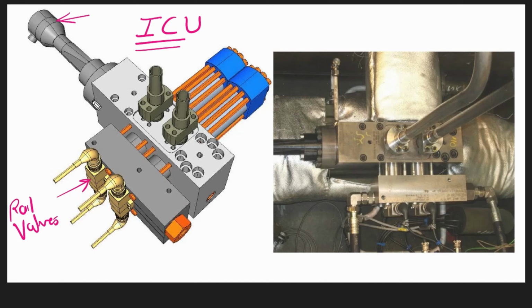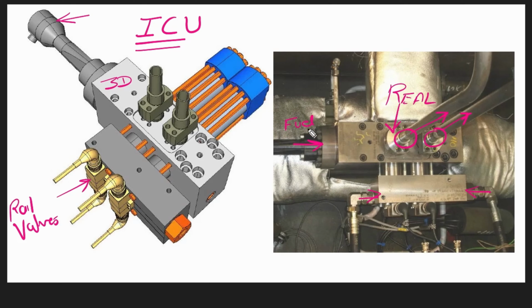So this is a 3D diagram, but this is in real. These are the pipelines which are going to your injectors. Okay, and these are the connections which are coming from your control oil pump, and this is your fuel sensor.